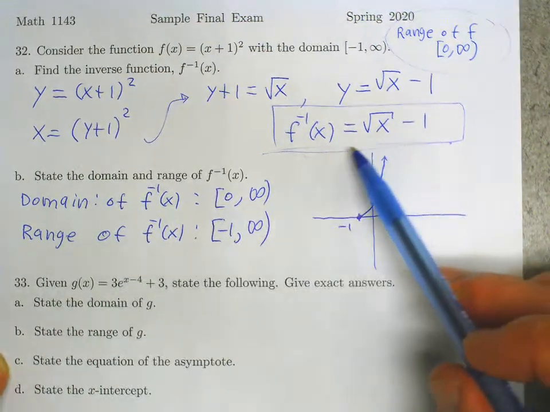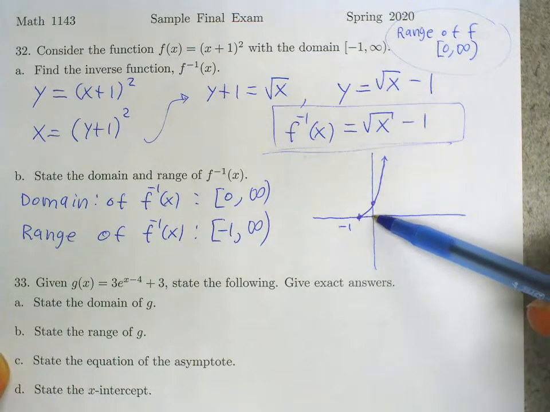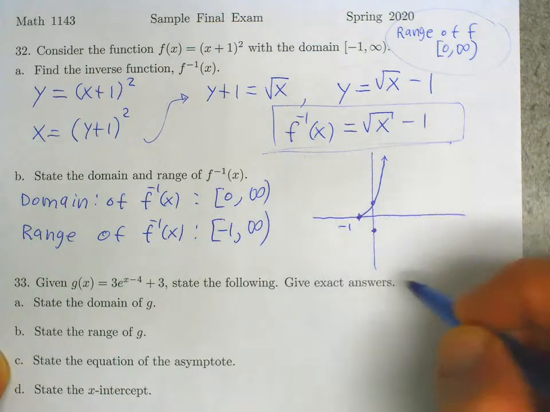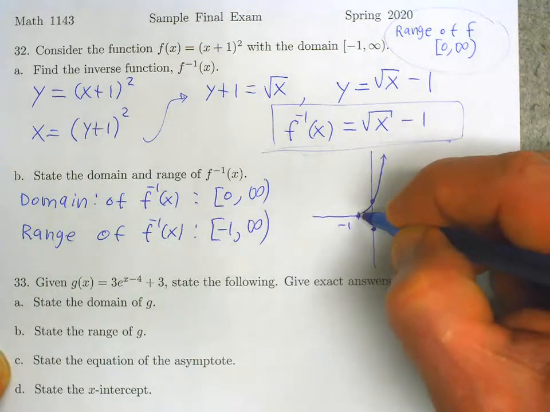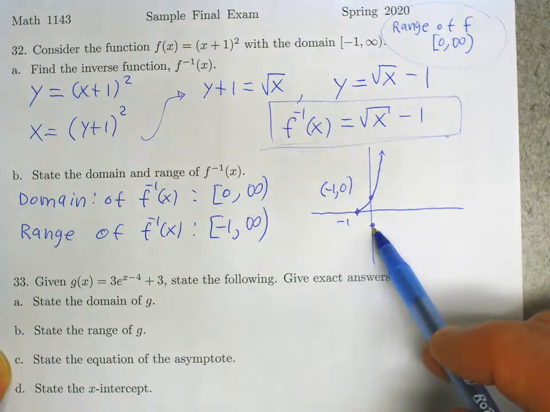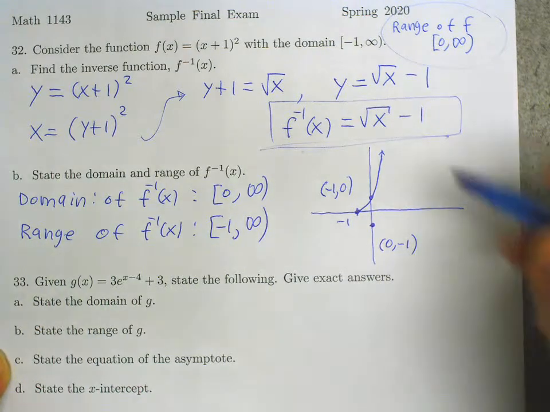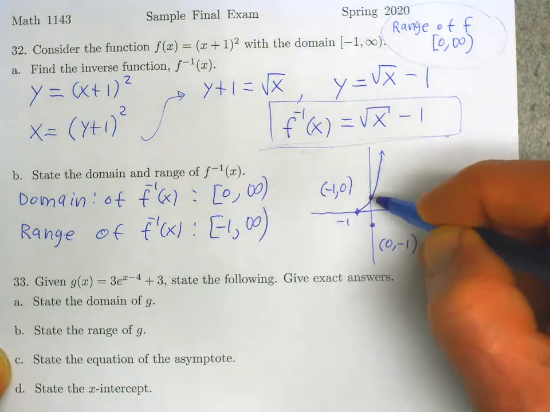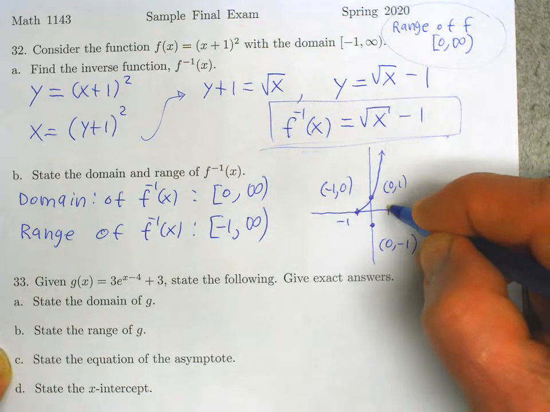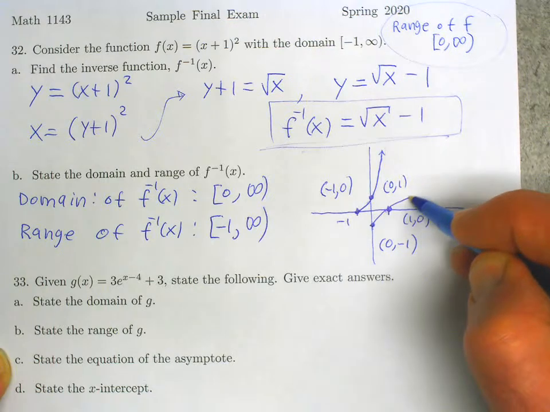And then to graph f inverse, the square root of x minus 1, when x is 0, we get a y-intercept of 0, -1. We could also tell that this point is the ordered pair -1, 0. So on its inverse, we should have the point 0, -1. And this point, which is 0, 1 on f of x, we should have 1, 0 on its inverse. So there's the graph of f inverse.